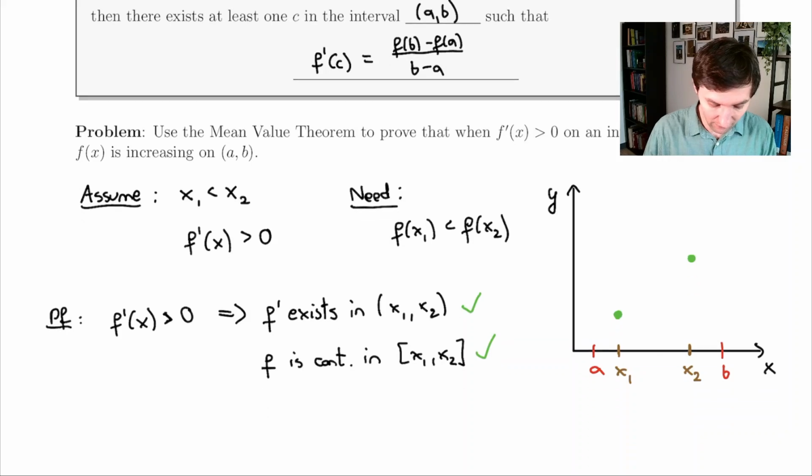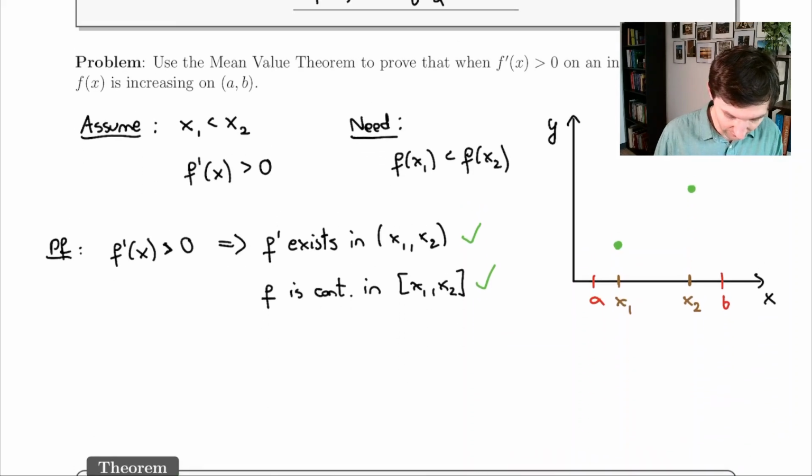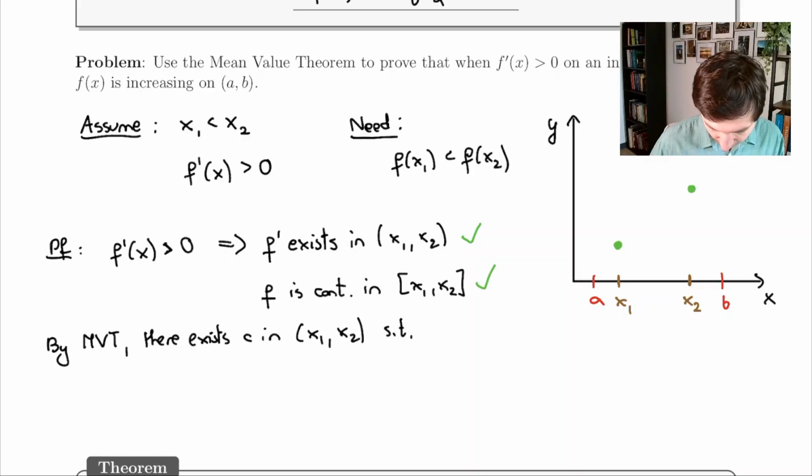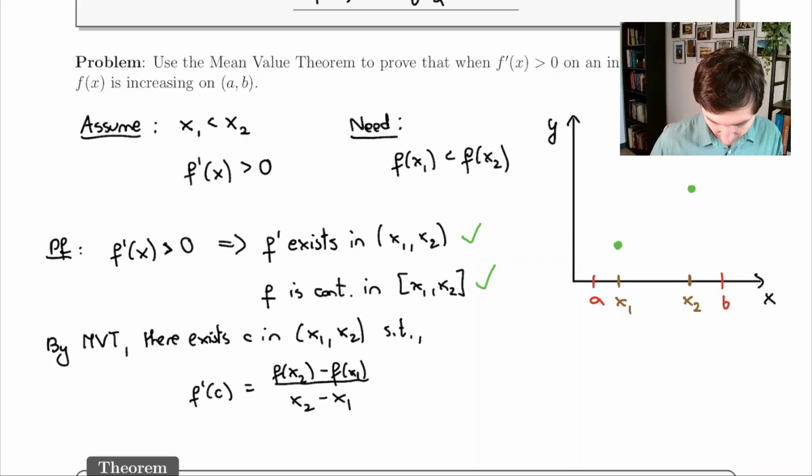This means there exists, by the mean value theorem, MVT, there exists C in the interval from x1 to x2 such that f prime of C equals f of x2 minus f of x1 divided by x2 minus x1.